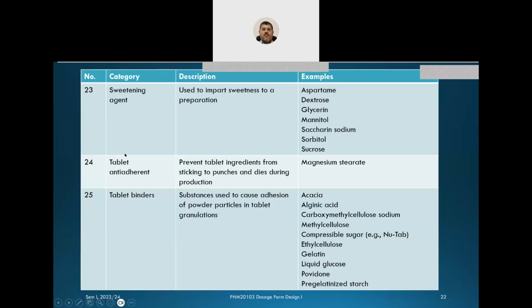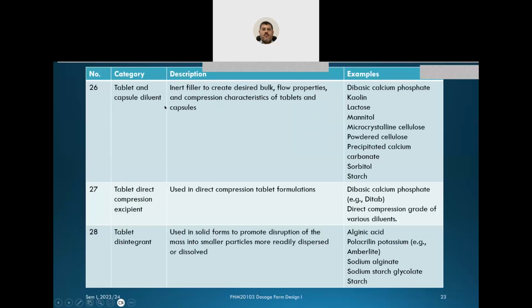In tablet production, we use adherents, binders, fillers or diluents, and disintegrants. These are the main components of tablets. So what is the function? Number one, the diluent. This will make up most of the amount, to increase the weight of the tablet to the required weight. It's just an inert filler to create the desired bulk. It also affects the flow properties and compression characteristics of tablets and capsules, because it is the major component.